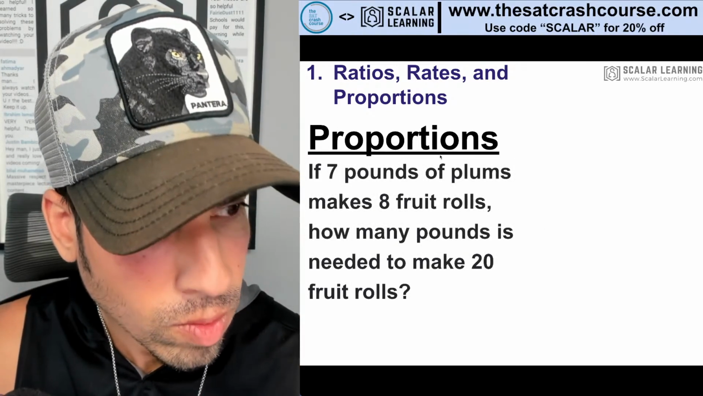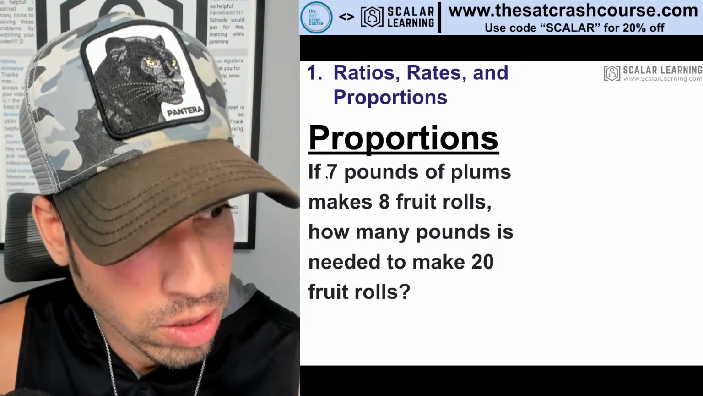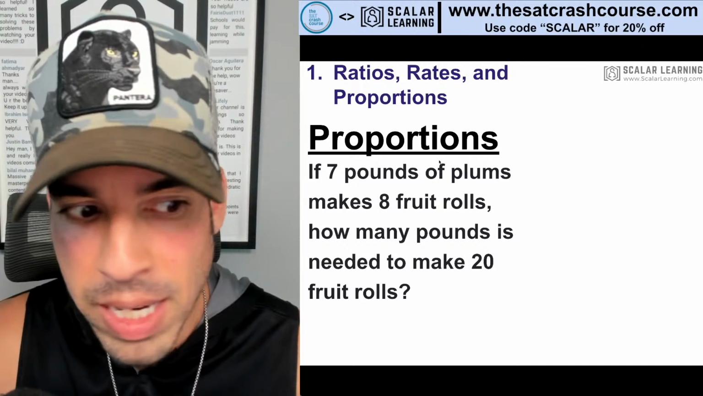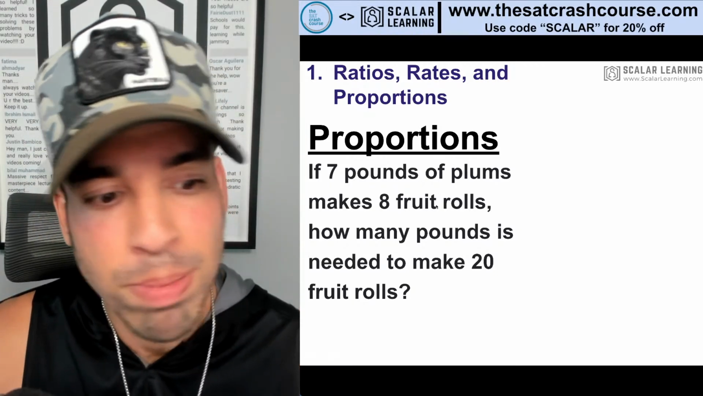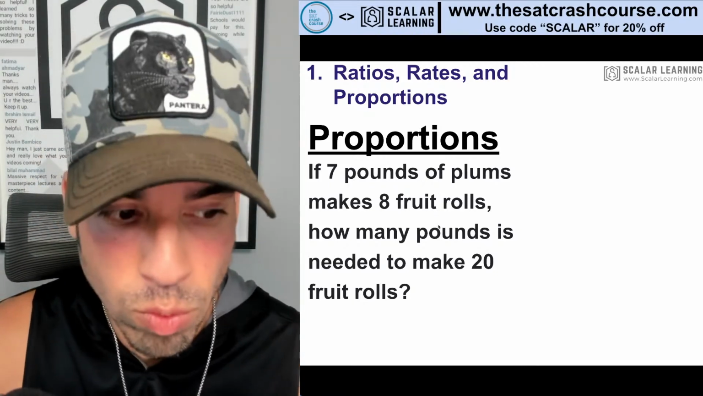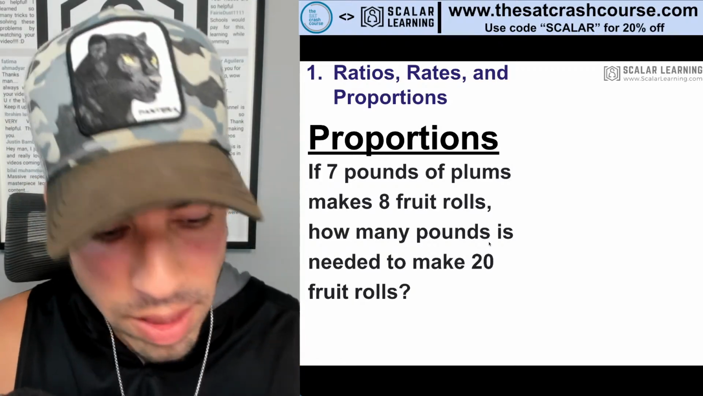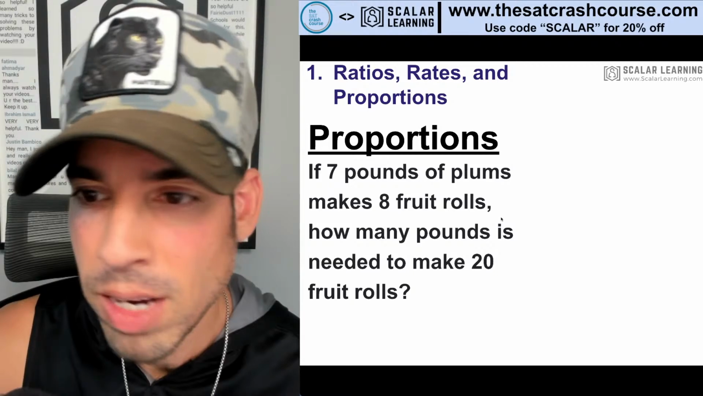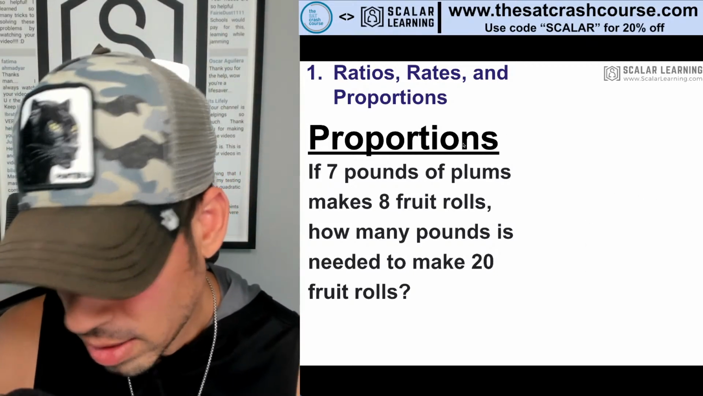So talking about proportions here again in this example, we've got if 7 pounds of plums makes 8 fruit rolls, how many pounds of plums is needed to make 20 fruit rolls? Okay, first, think about it for a second. Post your answers in the chat. I'm going to give you guys about 45 seconds to think this through and begin.